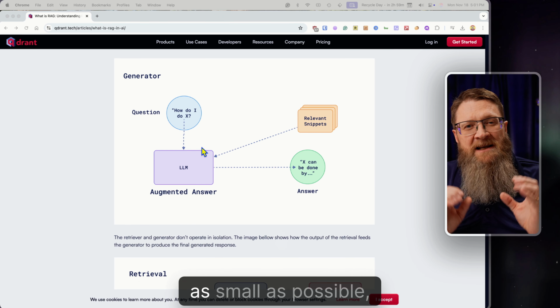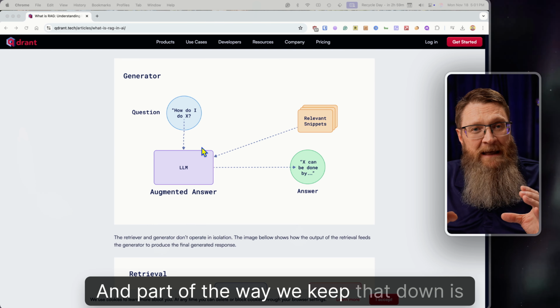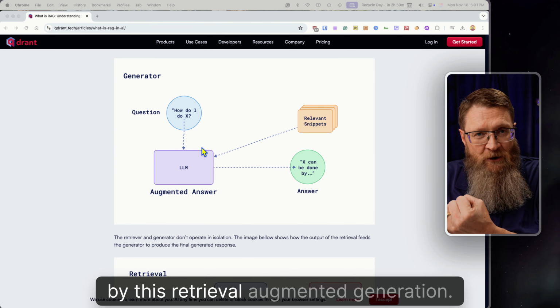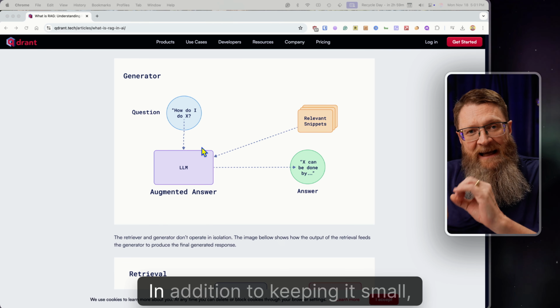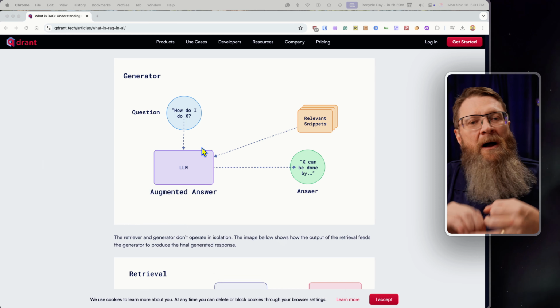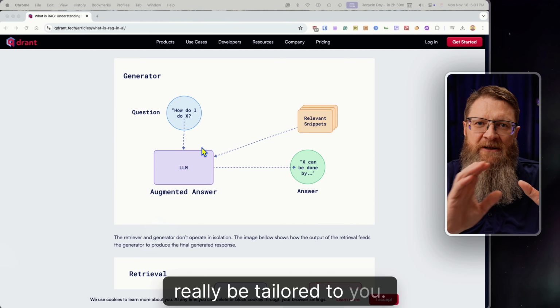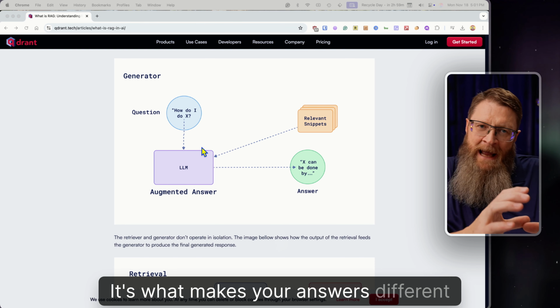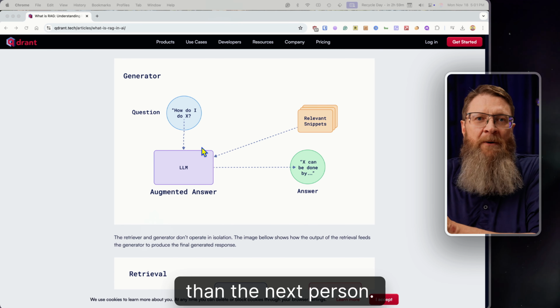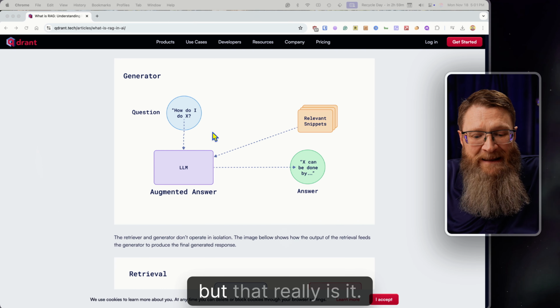The goal, remember, is as small as possible, but as big as necessary. And part of the way we keep that down is by this retrieval augmented generation. In addition to keeping it small, it's really giving it the data that you care about, which is the first step in helping AI really be tailored to you. It's what makes your answers different than the next person's, aside from things like query prompting, which we'll get into. But that really is it.